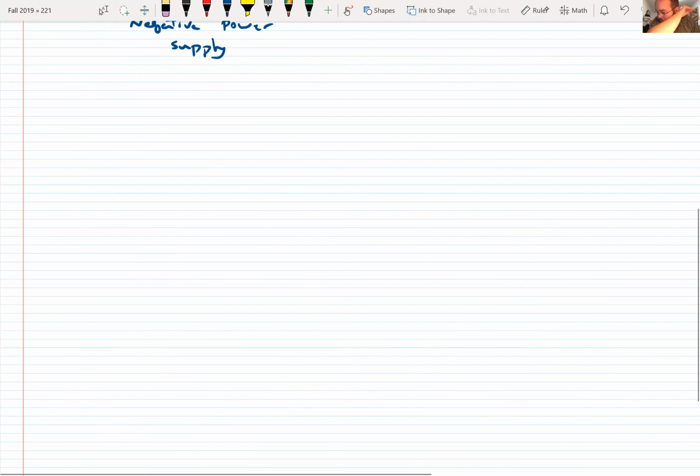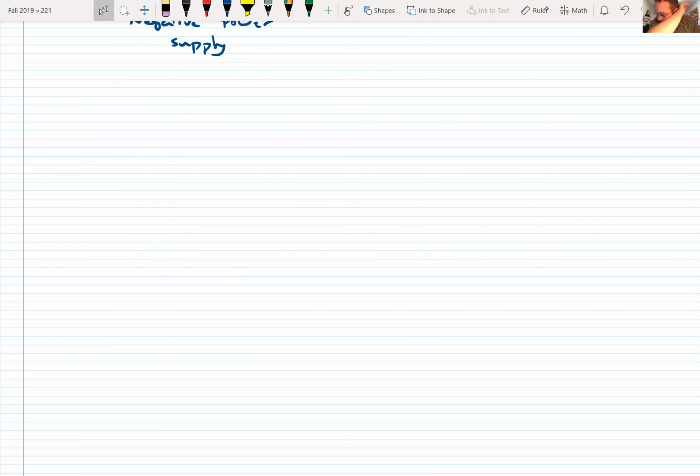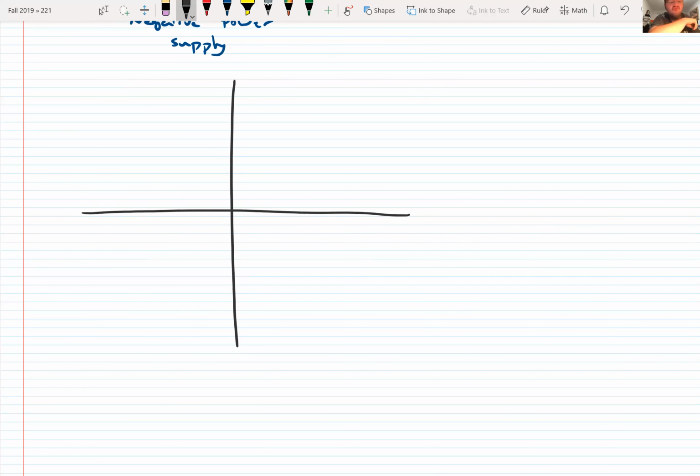So let's just draw the characteristic curve. If we draw a characteristic curve, we need two axes, a y-axis and an x-axis. The x-axis is called Vp minus Vn, which is the difference between the two input voltages.